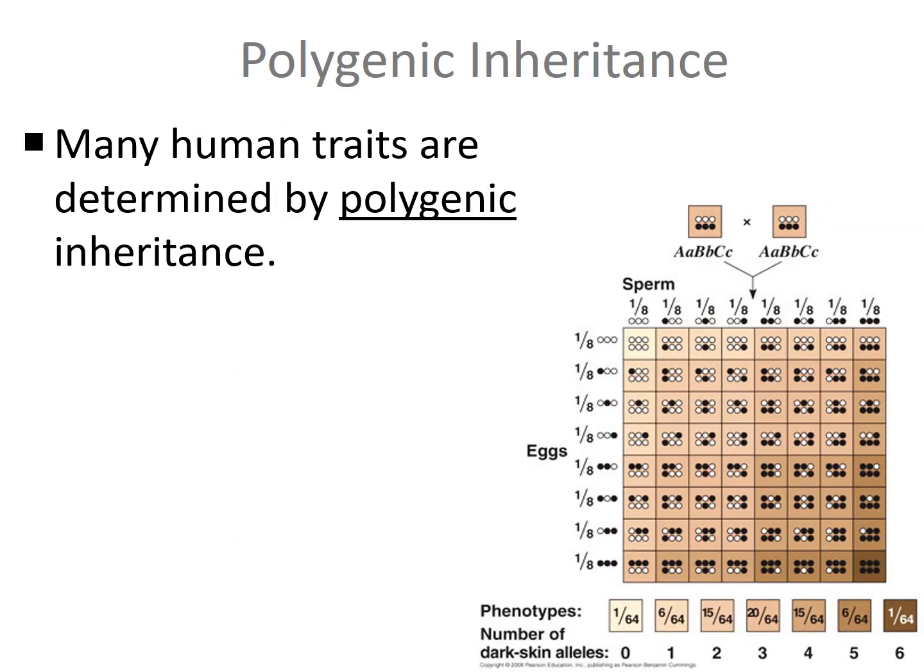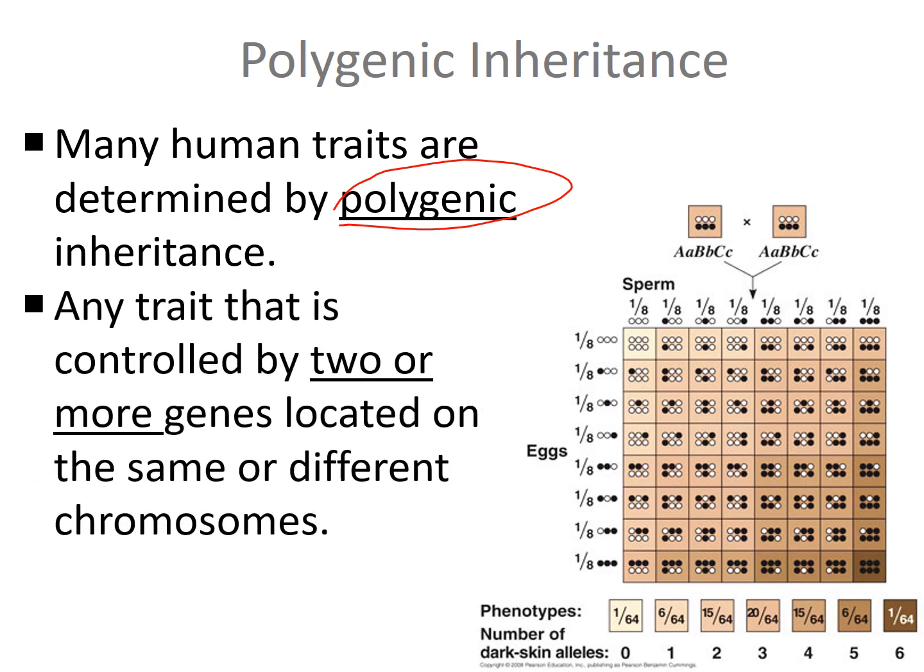So, polygenic inheritance. This is when many human traits are determined by polygenic inheritance. So if you look here, this is showing you the phenotypes of skin. You can cross people and actually see what color the kids could possibly be, and what kind of genes. Any trait controlled by 2 or more genes located on the same or different chromosomes. As you see here, you see all those letters, all that makes up just your melanin, and again, it can be located on the same or different chromosomes.